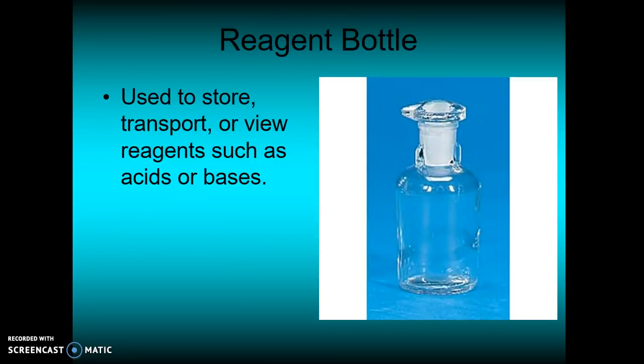Reagent bottles. When you're transferring reagents like acids or bases, they come in a big container, and you don't want to lift those big containers in the lab. So your teacher is going to transfer those acids and bases into these reagent bottles, and you can take these to the lab stations and use them for mixing and in the test tube. So these are reagent bottles used for transporting acids and bases. What are acids and bases? We are going to discuss that in class.